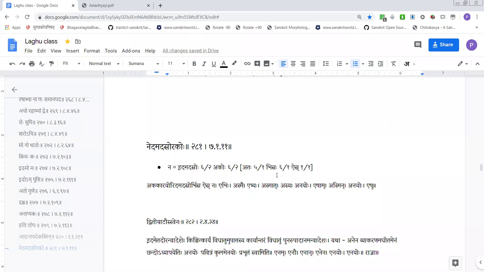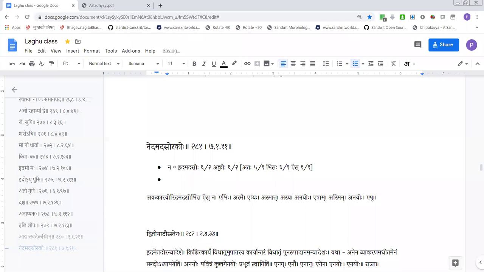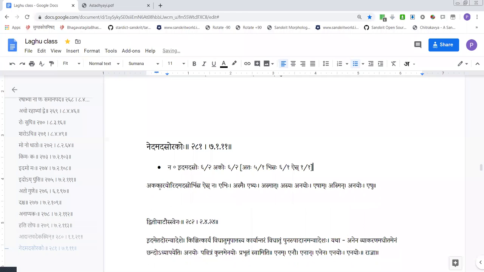Here what happens? Adam akakarasya adama you will not get. If it is akakara means idam instead of idamaka. Idamaka will be what? Maybe imakaihi. Imakaihi may be the form here. But here with idam the form would be what? Akakarayoho. Let's look at this. Akakarayoho. Idamadasoho bhisa ais na bhavati.